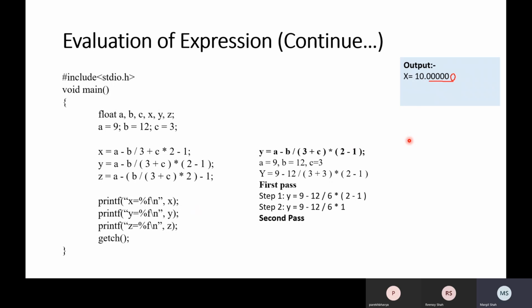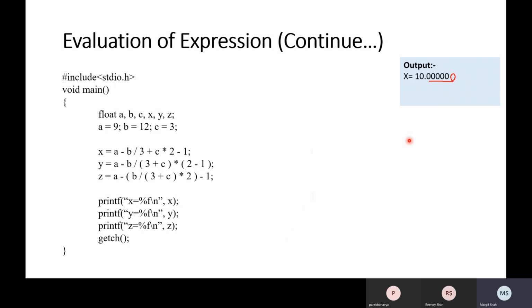Now in the second pass, 12 divided by 6, that is 2. Then 9 minus 2 into 1. 2 into 1 is multiplication, so 9 minus 2, and the answer is 7. So y is 7. Okay.